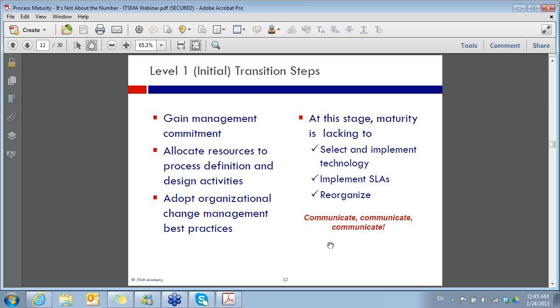Is a good time to communicate, communicate, communicate. Anybody who's ever had me speak in a webinar before, I always say, when you think you're communicating enough, double your efforts. You can never communicate enough.